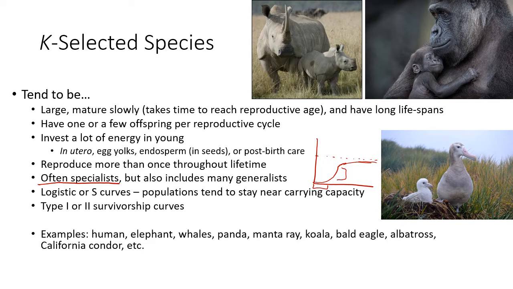Some examples of that, humans. We are a classic example. We're relatively large for primates. We have relatively long lifespans. We have one or two, rarely three, I mean, even two is rare, offspring per reproductive event. And we can have multiple reproductive events during our lifetime. And we invest a lot of energy in our young, probably the most energy in our young for any animal or any mammal. Okay, but all of these other ones, elephants, whales, pandas, etc., are all K-strategists too.